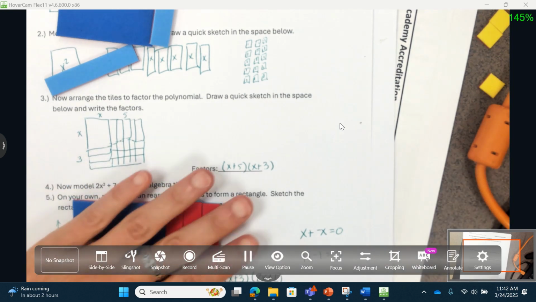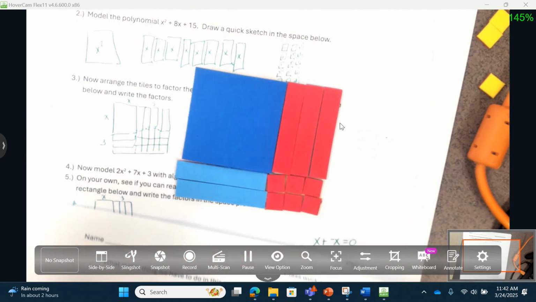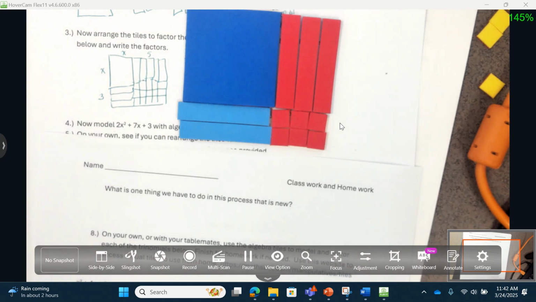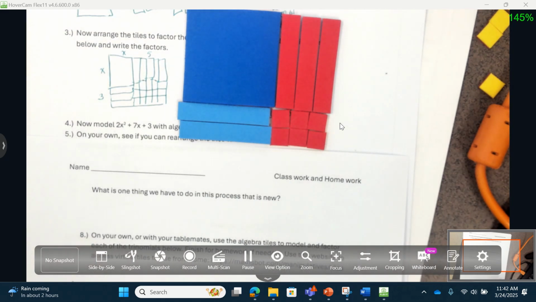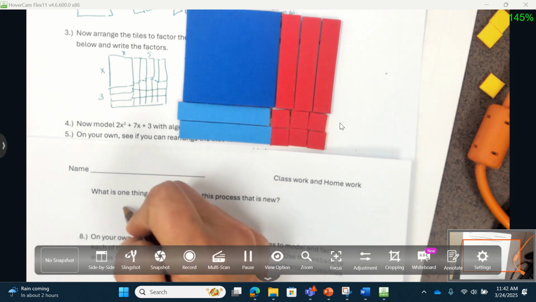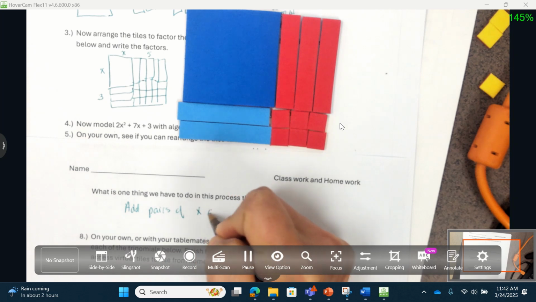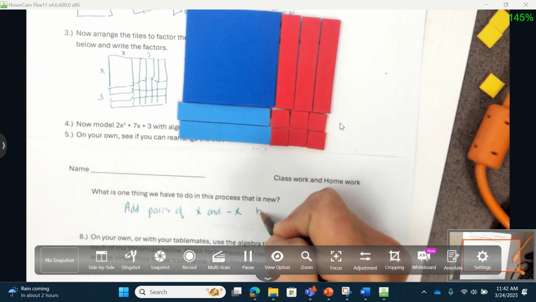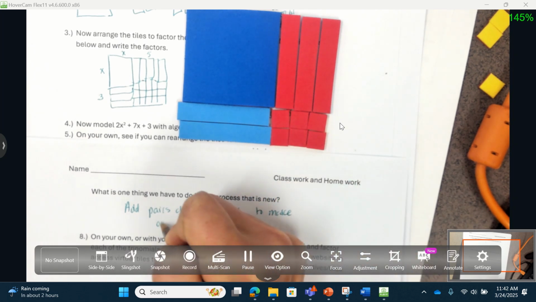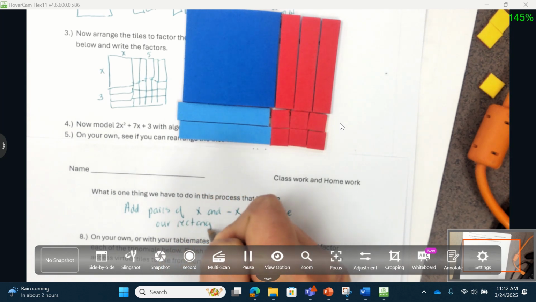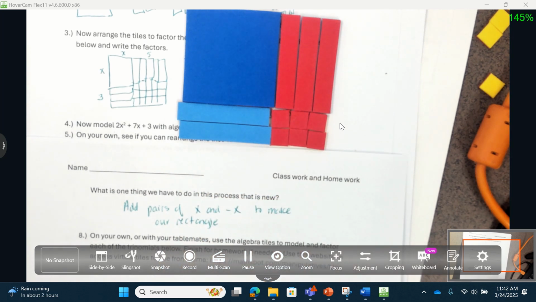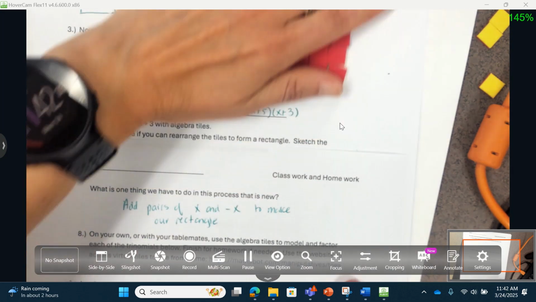So one of the questions that comes up is simply to follow along in class. All I want you to do is watch the video, just follow along. And what is one thing in this process that is new? Just paying attention. One thing in this process that is new is that we have to add pairs of x and negative x to make our rectangle. And that should set you up for the rest of the assignment now that you've seen this done out.